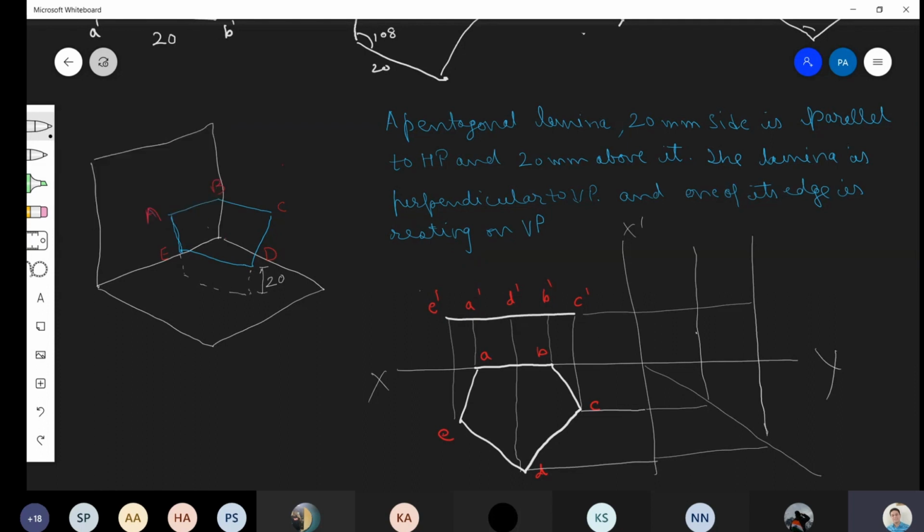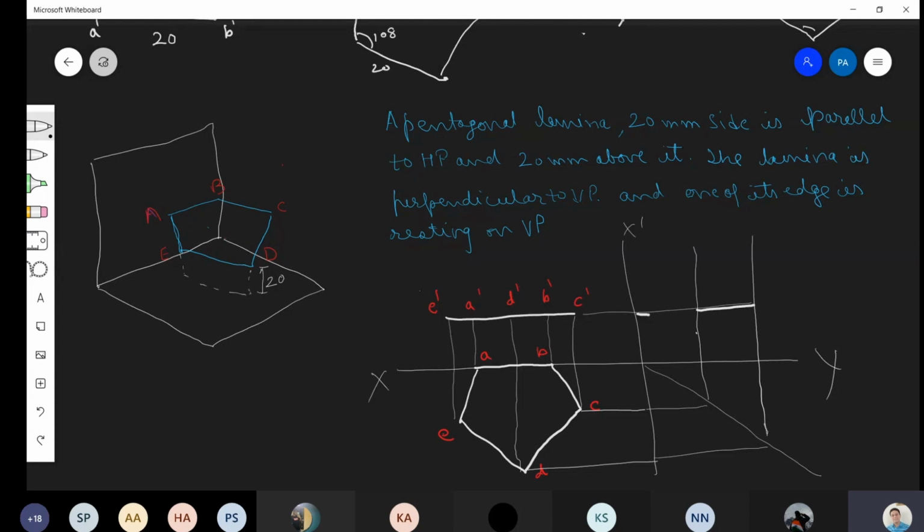What will we get? In the side view also we'll see one line only. That's it. And which points will come? How many points will come here? A and B. You can see, A and B will come here.